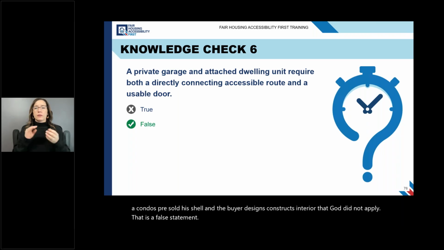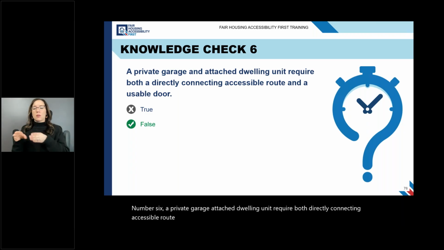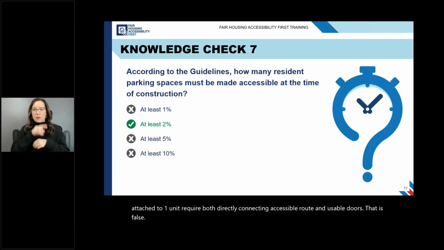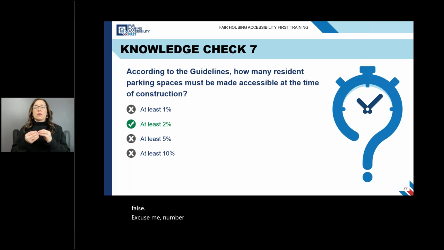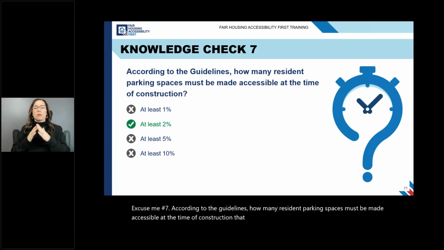Number 6: a private garage and attached dwelling unit require both a directly connecting accessible route and a usable door. That is false. Number 7: according to the guidelines, how many resident parking spaces must be made accessible at the time of construction? That is choice 2, at least 2%. So at least 2% must be accessible parking spaces.